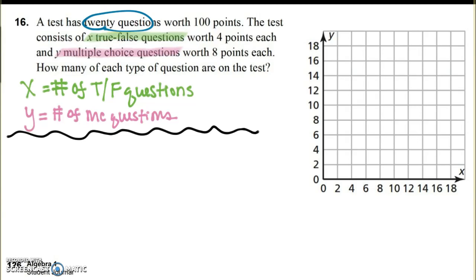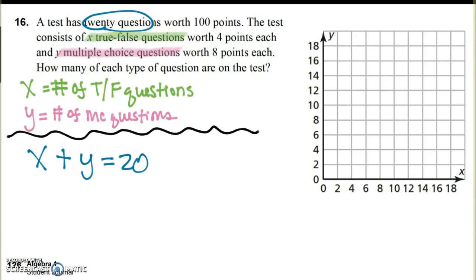Since we know there are an X number of true and false questions and there are a Y number of multiple choice questions, then we can simply say that X plus Y is equal to 20. Because that first equation just represents the total number of questions. So whatever X is, whatever Y is, that's the number of questions of each type that give me 20.